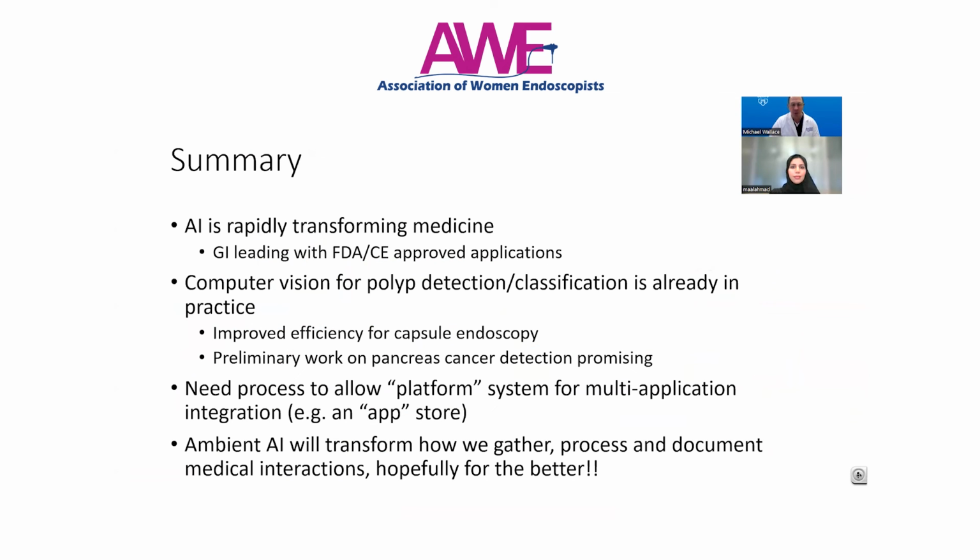So to summarize, on behalf of both myself and Dr. Alahmad, AI is very rapidly transforming medicine, and GI is really leading this effort with now multiple FDA and CE cleared applications. Computer vision for polyp detection and classification is now in practice, and we've seen other applications for improved efficiency for capsule reading. I didn't have a chance today to talk about some of the other work on pancreas cancer screening and detection, but this looks very promising.